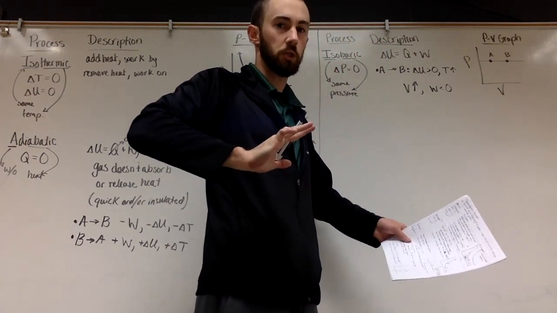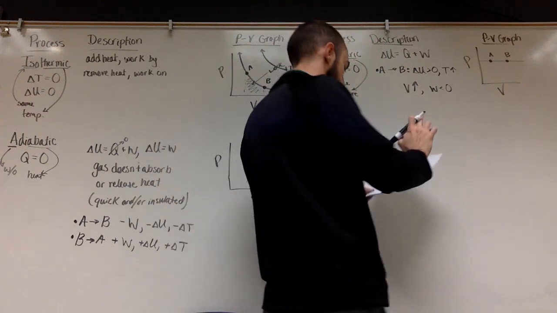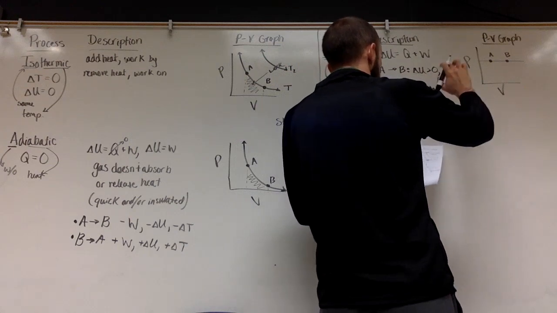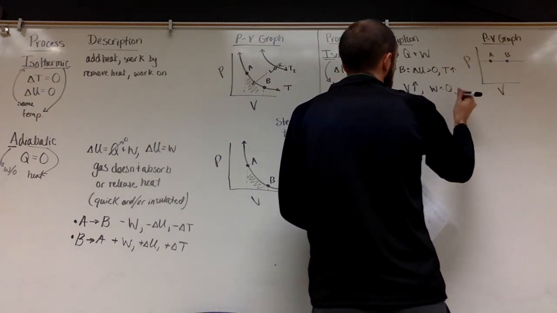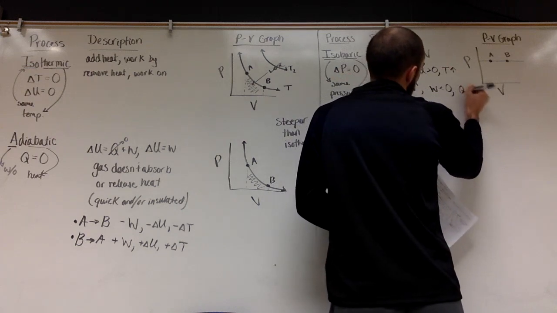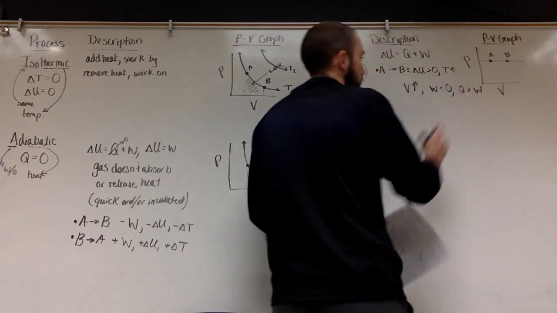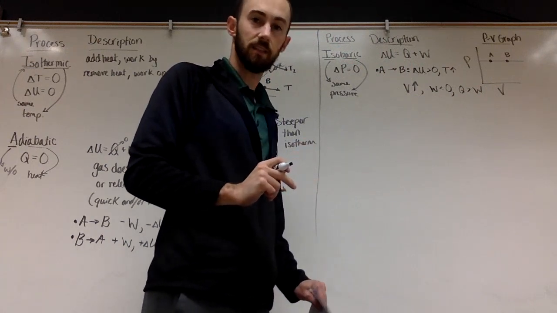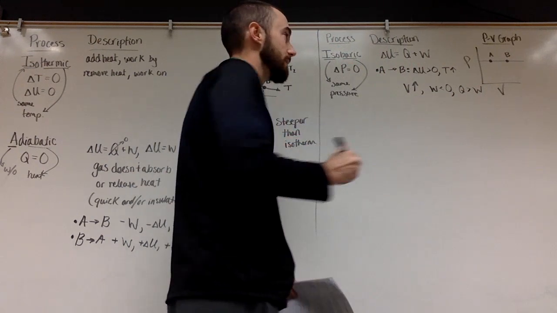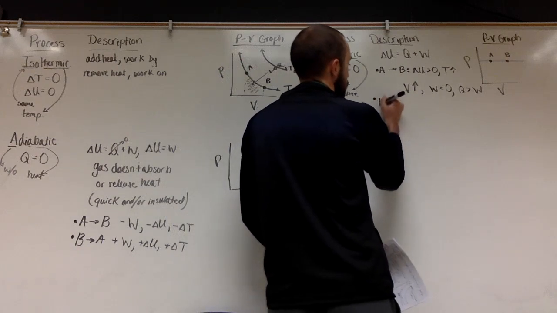Because the system is doing work, it's expanding, it's pushing out, it's releasing energy into the world. So if our volume goes up, work is negative. That means that our Q has to be greater than W. So Q is going to be positive and greater than W. That means we're adding more heat into the system than work is being done by the system.